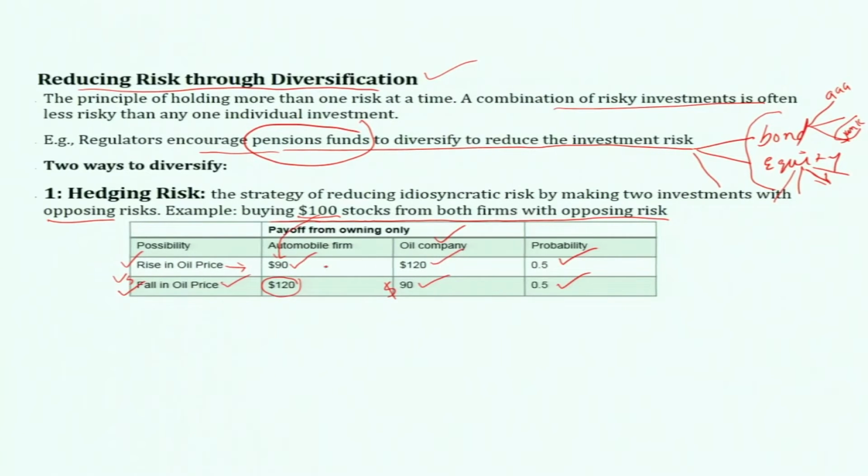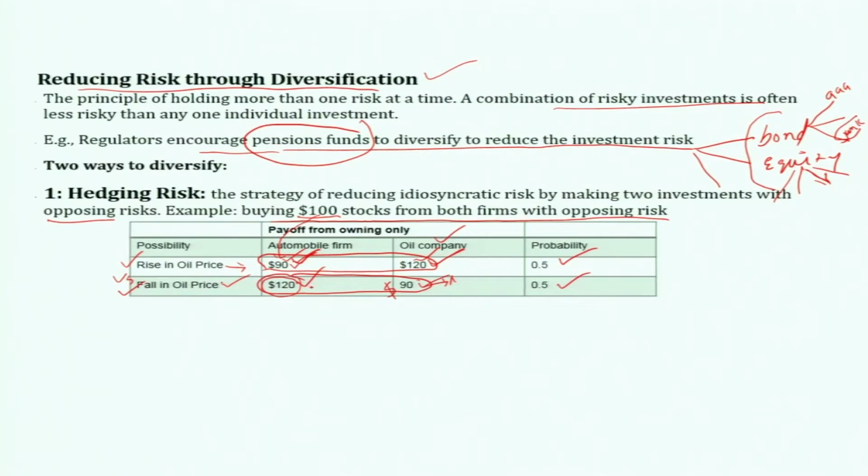If a rise in oil price happens, and you had invested $100 in the oil company and $100 in the automobile firm, from the oil company you will be benefiting, but here you will be losing. Similarly, if there is a fall in price, you will be benefiting from the automobile firm stock, here you will be benefiting, here you will be making a slight loss. But overall, if a rise in oil price happens, the loss in the automobile company stock will be compensated by the gain in stock from the oil company.